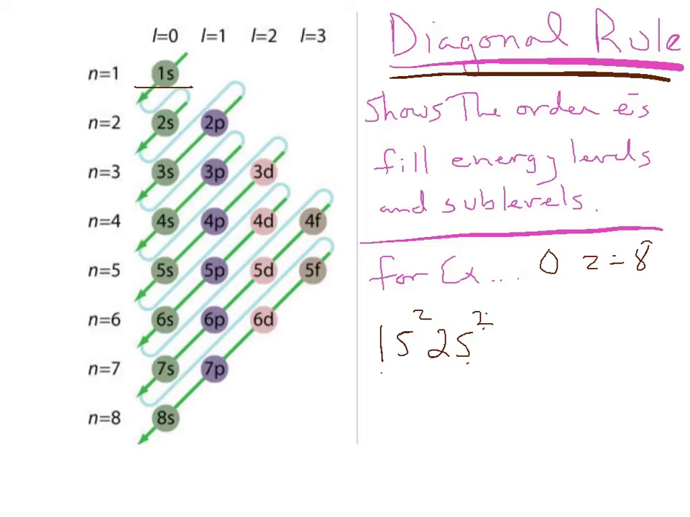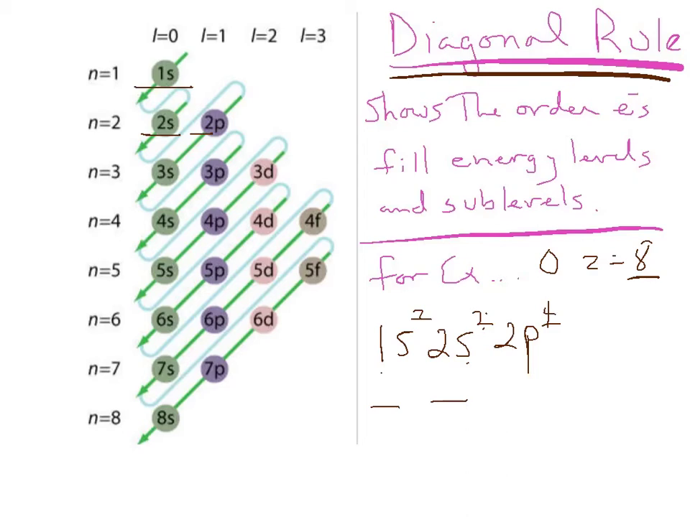What comes next, if I'm following the arrows, is 2p. I write 2p, and how many electrons can I put in there? Well, you say I can put 6, but 2 plus 2 plus 6 would be 10, and I don't have 10 electrons, I only have 8. So I write a 4 there. 2 plus 2 plus 4 is 8. If you add these numbers together when you're done, you should come up with a number equal to the atomic number.